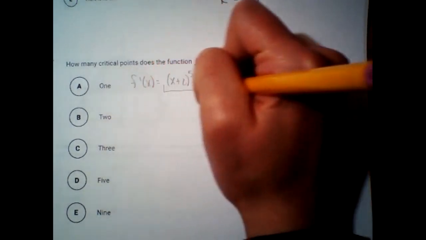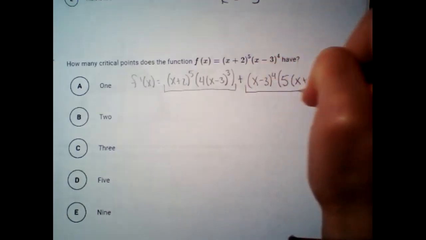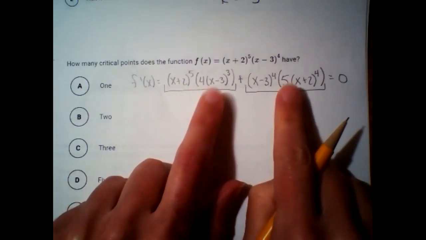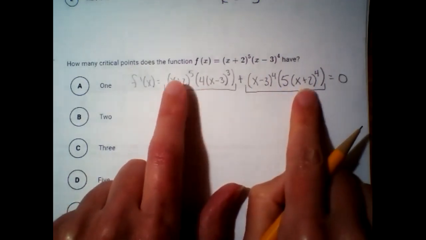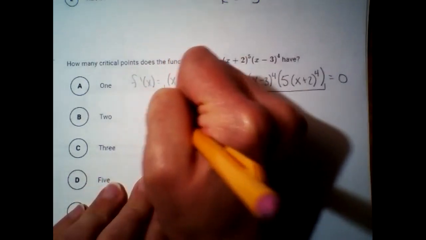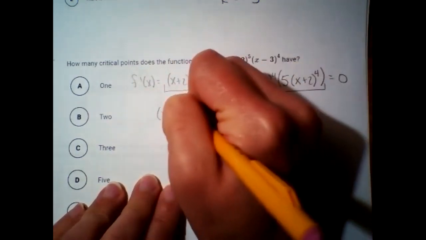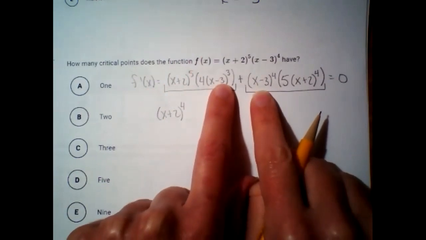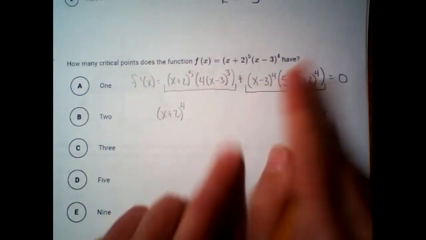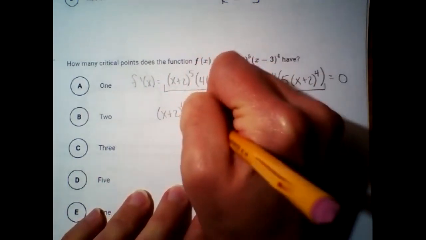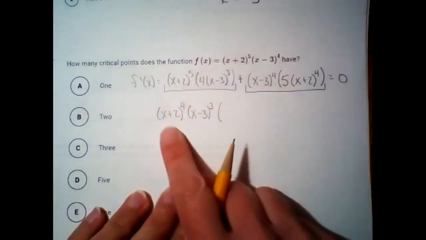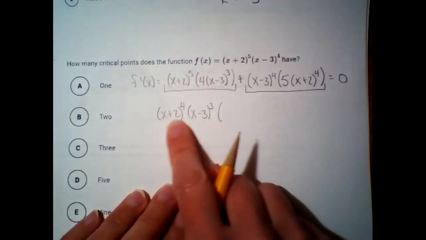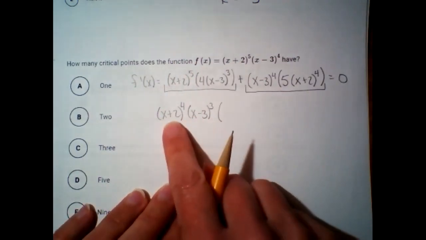I know this looks like a lot. This is the first term, and this is the second term. So we're looking for things they have in common that we could factor out. They both have some x plus 2s, and we can take 4 of them. And they both have x minus 3s, and we can take 3 of them. So that's our greatest common factor. And I'm going to scribble them out.